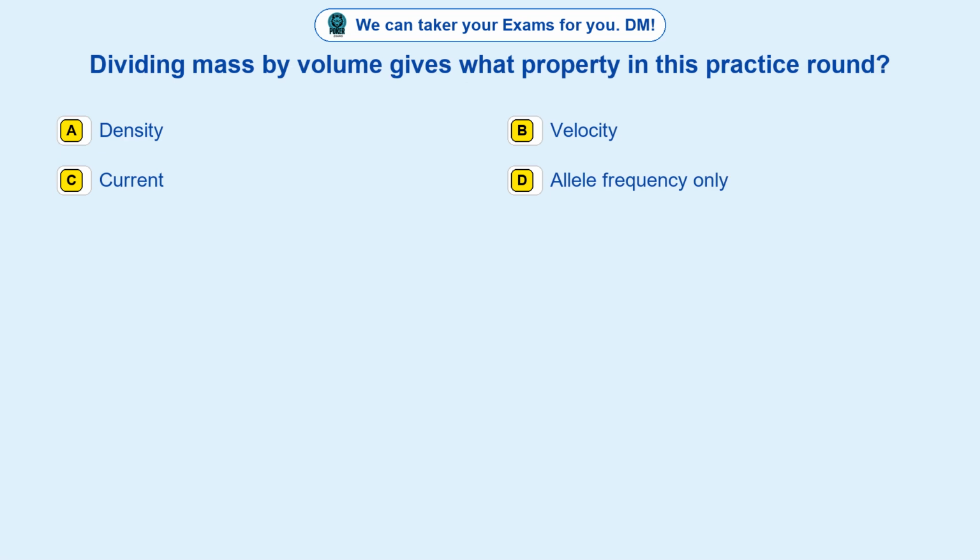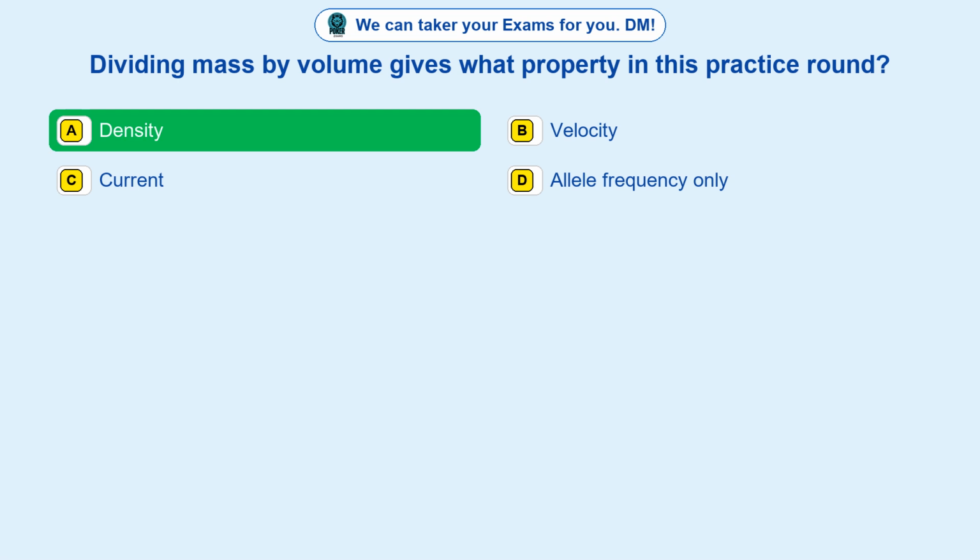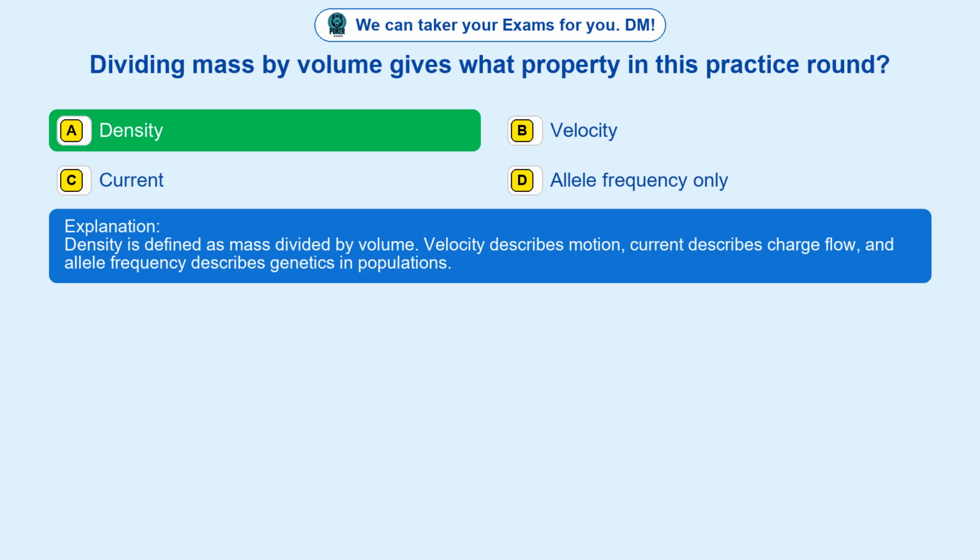Question 78. Dividing mass by volume gives what property in this practice round? Option A, density. Option B, velocity. Option C, current. Option D, allele frequency only. The correct answer is option A. Density. Density is defined as mass divided by volume. Velocity describes motion, current describes charge flow, and allele frequency describes genetics in populations.